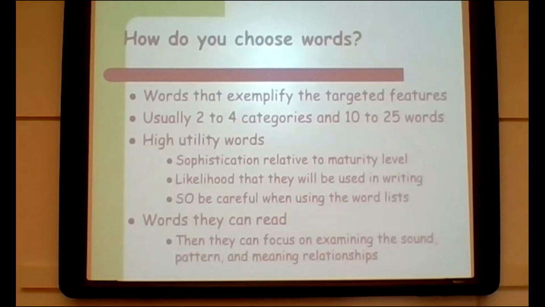In general, we choose words that they can read, or that they should be able to read. They can easily decode. You want to have at least 2 categories. Word study is built upon having at least 2 categories to compare and contrast, and no more than 4, because it gets to be too much if you have more than 4. Usually we would have maybe 5 to 7 pictures and words, or depending on the sort, 5 to 7 in each category.